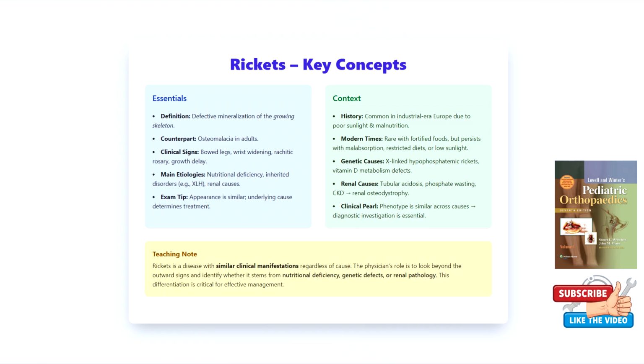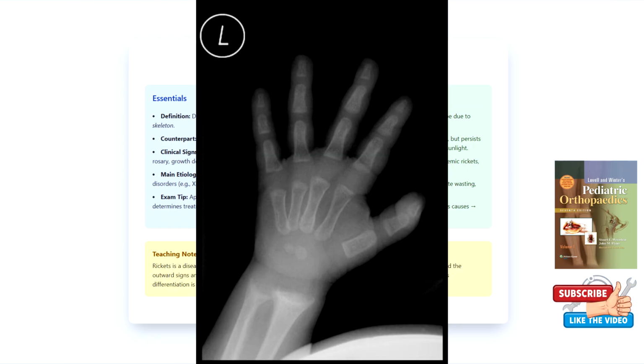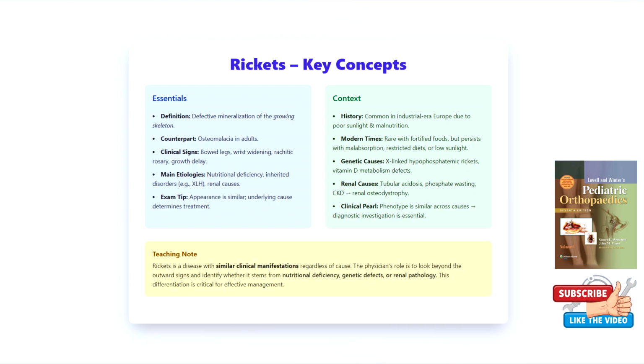and the way in which you tailor your management depending on whether this is a simple case of vitamin D deficiency or a complex renal or inherited disorder. In the next section, we will go through those etiologies in more detail, but for now, I want you to hold on to the concept that all rickets looks similar at first glance. Your role as a future doctor is to differentiate the cause because that is what determines the treatment.